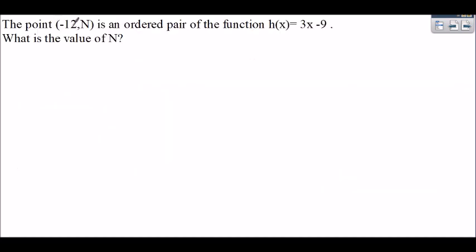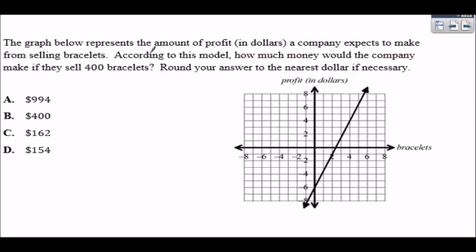The point -12, n, and then this order function, what's the value of n? Let's plug those in and solve. All right, the graph below represents the amount of profit in dollars a company expects to make from selling bracelets. How much money will they make if they sell 400 bracelets?